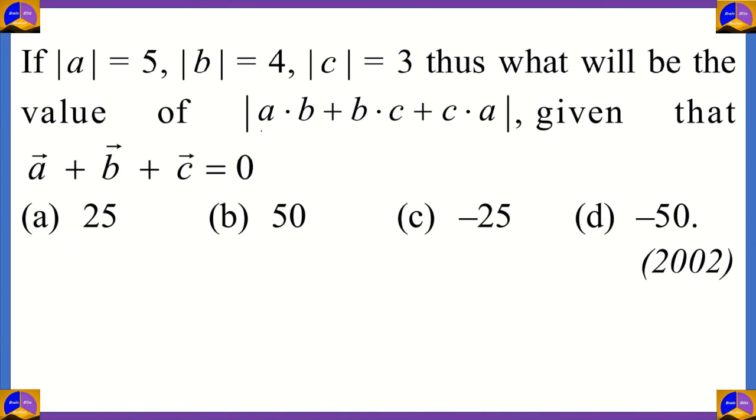And you know what is given in the question? The question is asking us to find the modulus of the sum of vector a dot vector b plus vector b dot vector c and vector c dot vector a. So therefore the right answer in this question is option A, 25. Here note that we are putting a modulus, so since it's based on the modulus, minus 25 will be incorrect. 50 and minus 50 are incorrect because you haven't divided by 2. So option A, 25 is the correct option for this question asked in 2002.